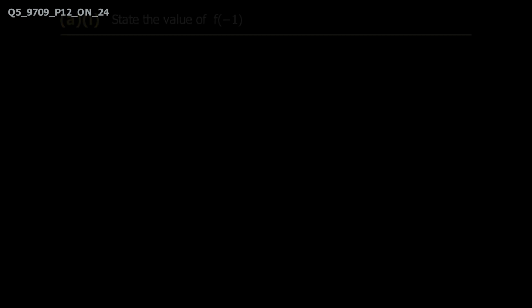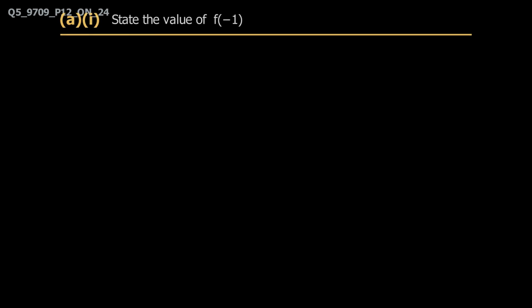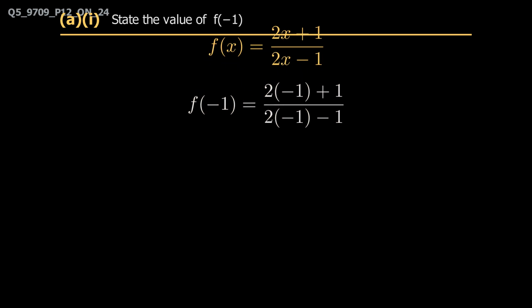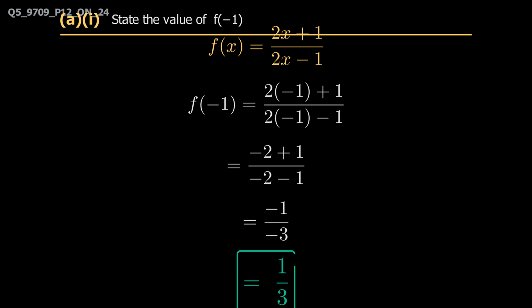Part A, Part 1, evaluate f at minus 1. Substitute x equals minus 1 into the fraction. Numerator minus 1, denominator minus 3. Simplify to 1/3. So f of minus 1 equals 1/3.